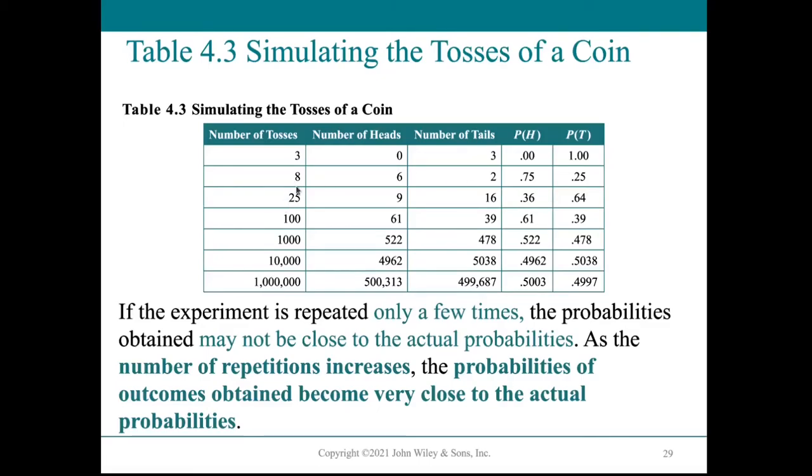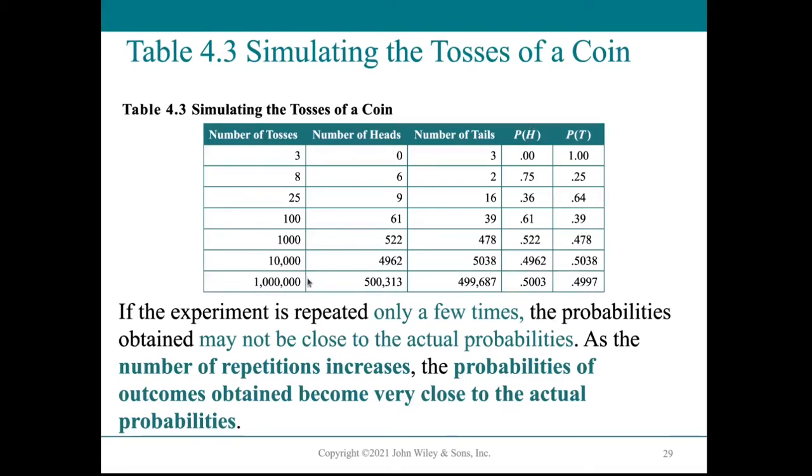Then we increase it until we reach, say, 1,000,000 coin tosses. And the number of times you get a head is 500,313. The number of tails you get is 499,687. So you get a probability using the frequency approach of 0.5003 for getting a head and 0.4997 for getting a tail.